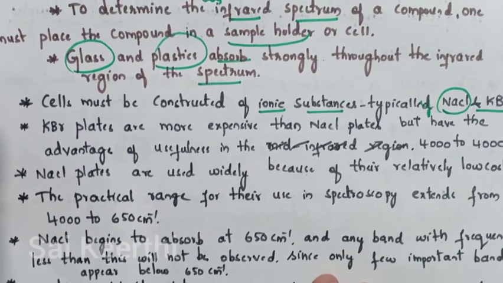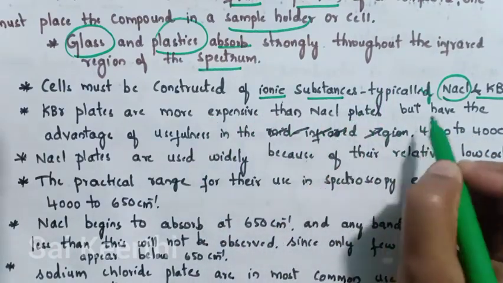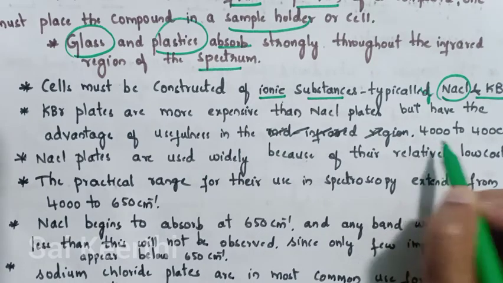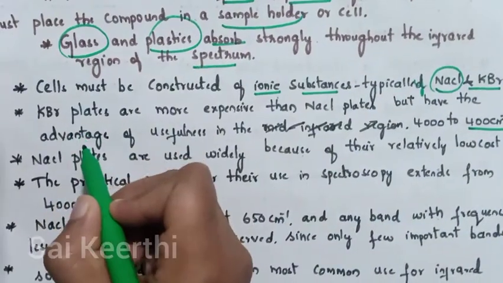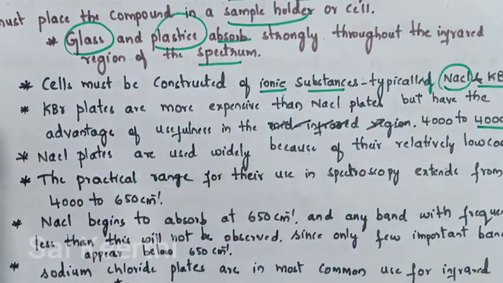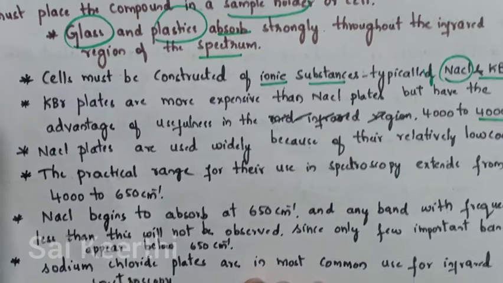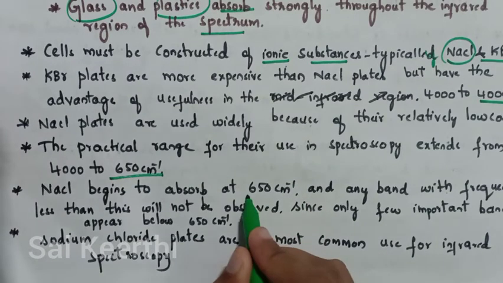Now coming to the third point. KBr plates are more expensive than NaCl plates but have the advantage of being useful in the region 4000 to 400 cm⁻¹. NaCl plates are widely used because of their low cost, and the practical range of NaCl extends from 4000 to 650 cm⁻¹. You have to remember that NaCl begins to absorb at 650 cm⁻¹.